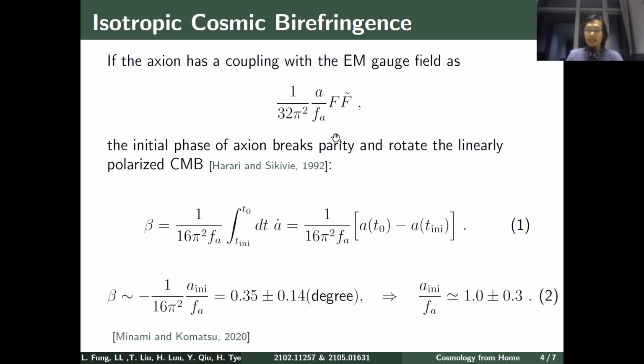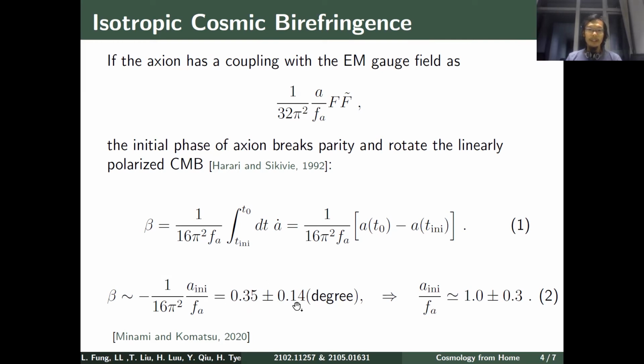And since this is a CP-odd coupling, it naturally breaks parity, because we have no idea of the initial phase of the axion, whether it is positive or negative. So when you start to roll from the initial value, we introduce a parity-breaking effect and start to rotate the polarization plane of CMB photons. It can be simply written this way. Initially, before the recombination finishes, it stays at the plateau, and then nowadays, after billions of years of damping, it goes to 0. And we finally simplify the equation this way.